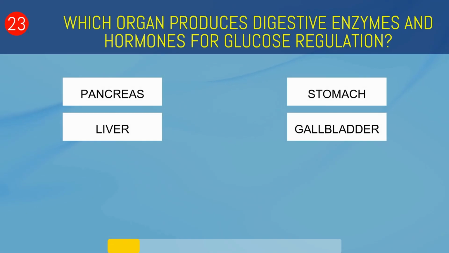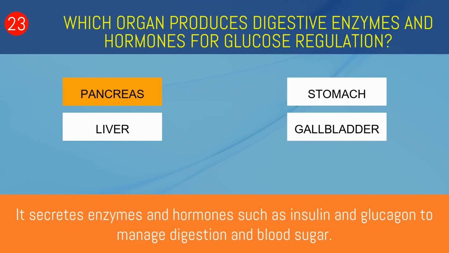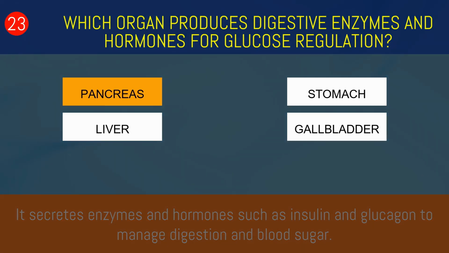Which organ produces digestive enzymes and hormones for glucose regulation? Pancreas, liver, stomach, or gallbladder? Pancreas. It secretes enzymes and hormones such as insulin and glucagon to manage digestion and blood sugar.